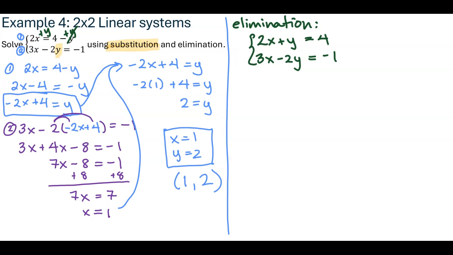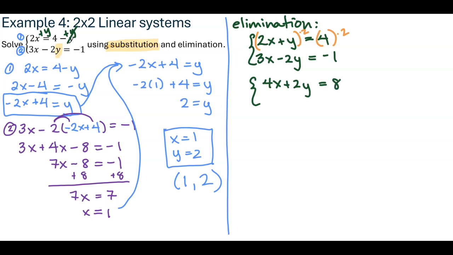And then what you want to do is get the coefficients of one of the variables to match up. So you can multiply or divide by whatever you want to make them match up, or make them opposites, which is actually the way I like to do it. So right now, I see a -2y in the bottom equation. If I multiply the top equation both sides by 2, I will have both y's with a coefficient of 2, one positive, one negative. So I get 4x plus 2y equals 8.